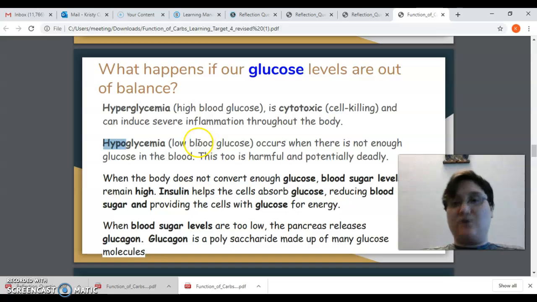Hypoglycemia, you don't have enough glucose in your blood. If this gets so bad, it could make you pass out. It can put you into a coma. Again, it can kill you. These are very, very serious conditions.